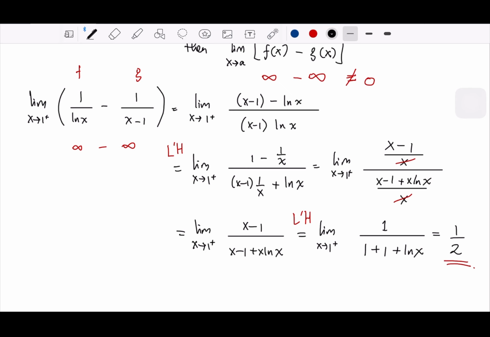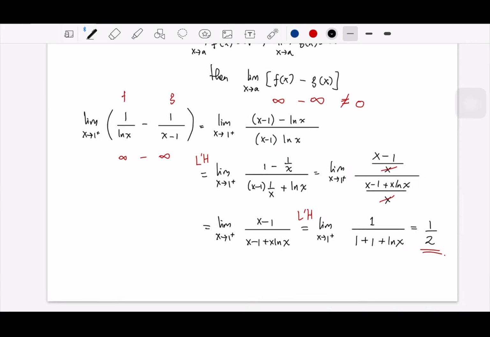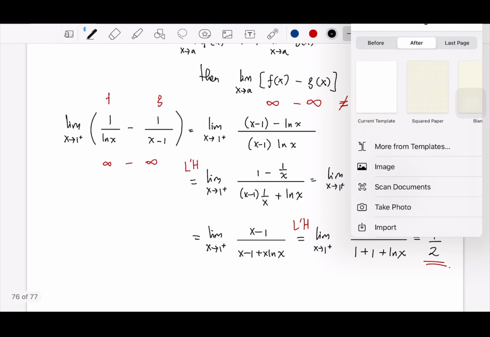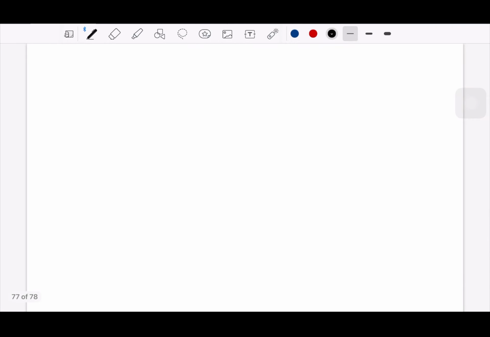Okay, now we take another slide. If we have the limit as x approaching infinity of e to the x minus x.